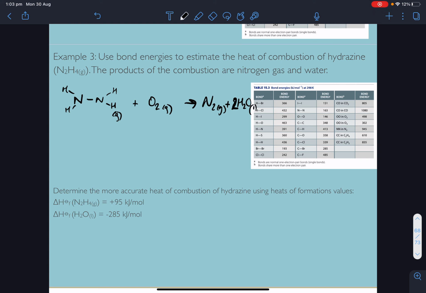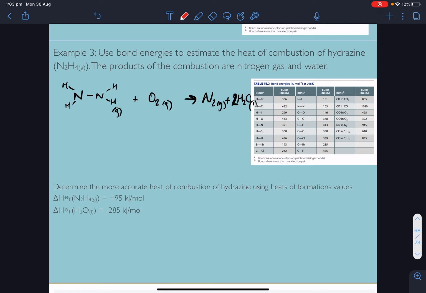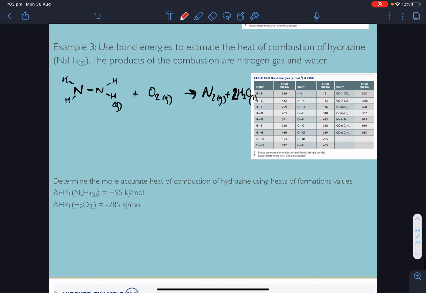Use bond energies to estimate the heat of combustion. I think we're pretty much breaking every bond, aren't we? Yeah, nothing's remaining the same. So we're breaking 4 times nitrogen-hydrogen, and 1 times nitrogen single bond nitrogen.